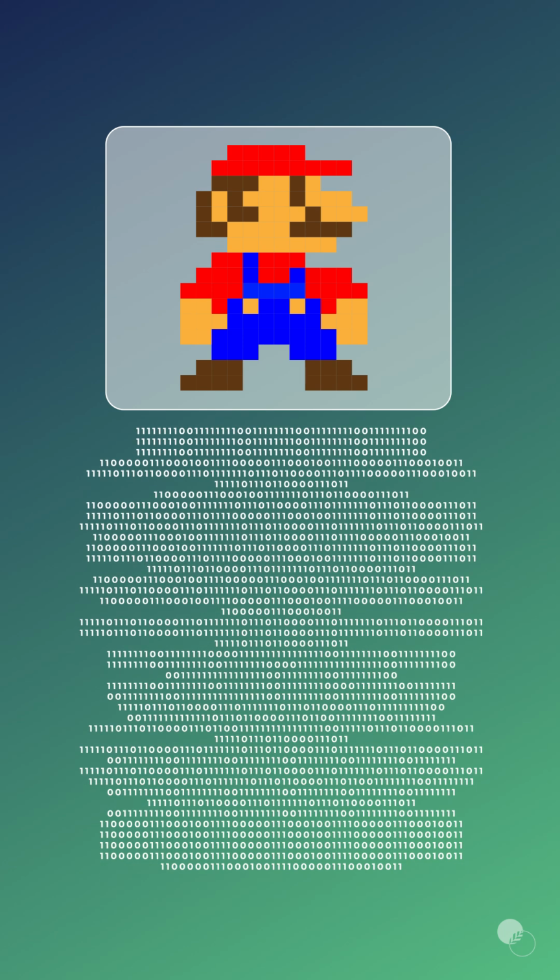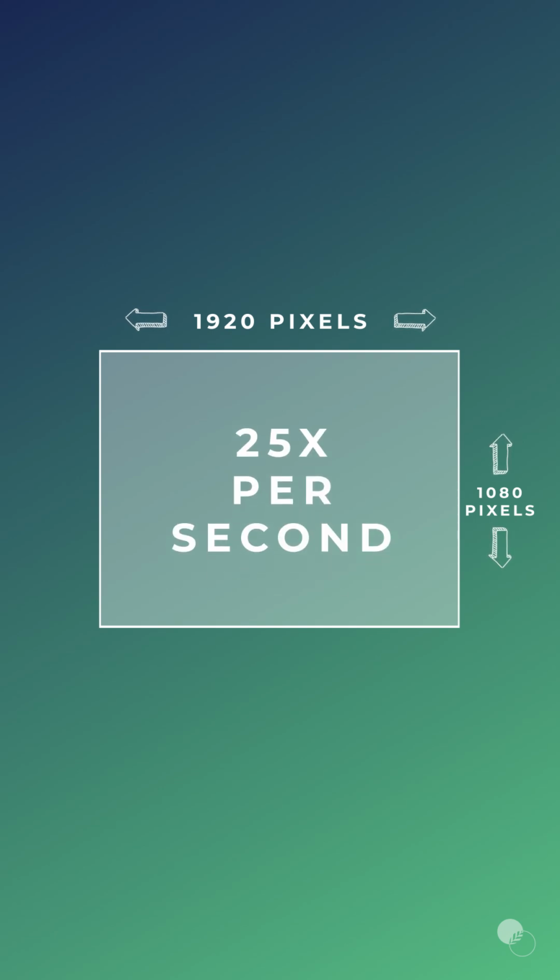In the case of HD video, that's 1920 pixels from left to right, repeated 1080 times top to bottom. And that scan happens 25 times per second. That's a lot of binary code.